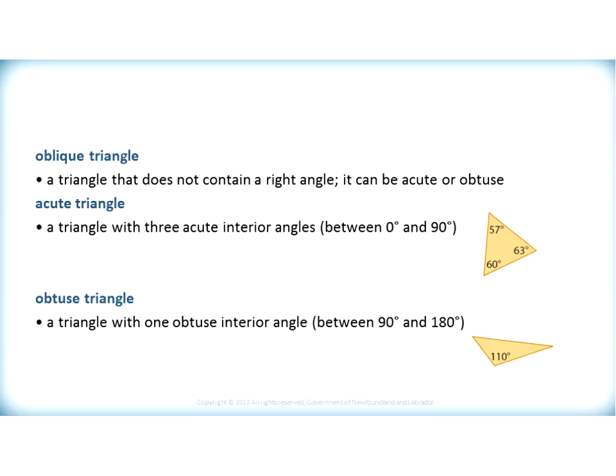Also, it's important to note that when you have an obtuse triangle, the other two angles are going to have to be acute. In any triangle, two of your angles are going to be acute angles, and the third could be either acute, obtuse, or right.